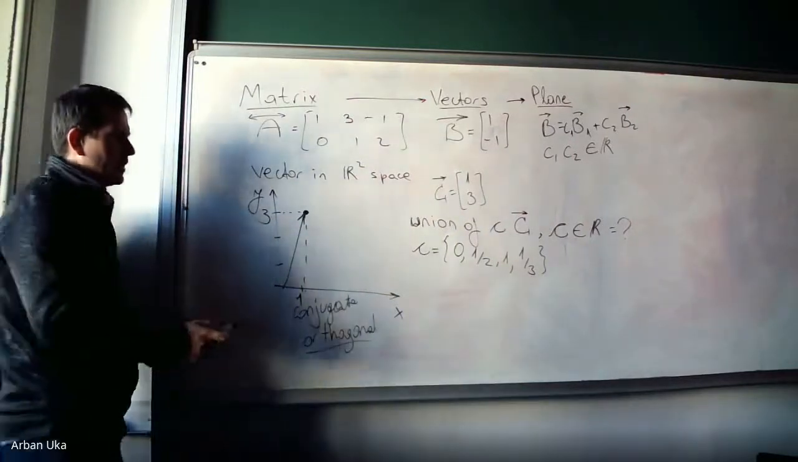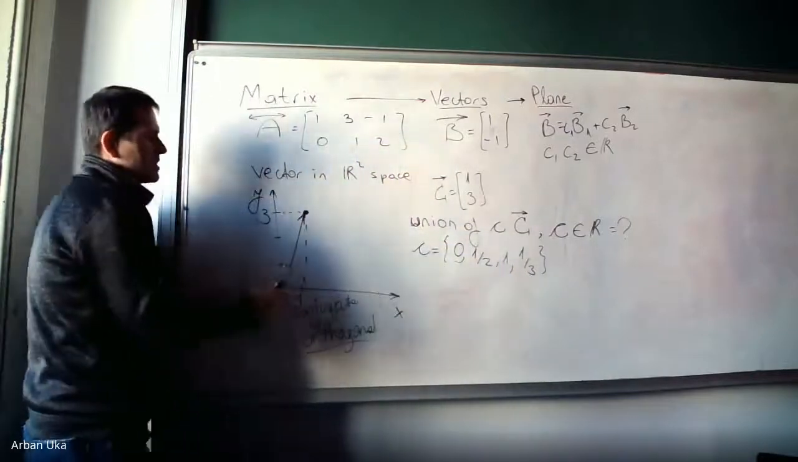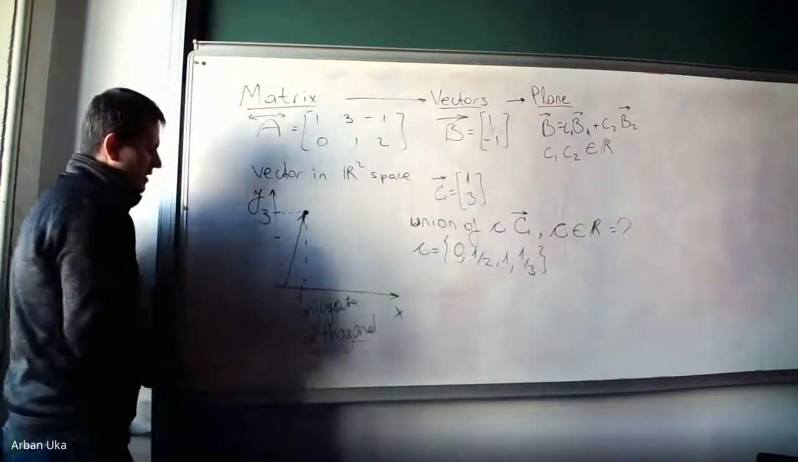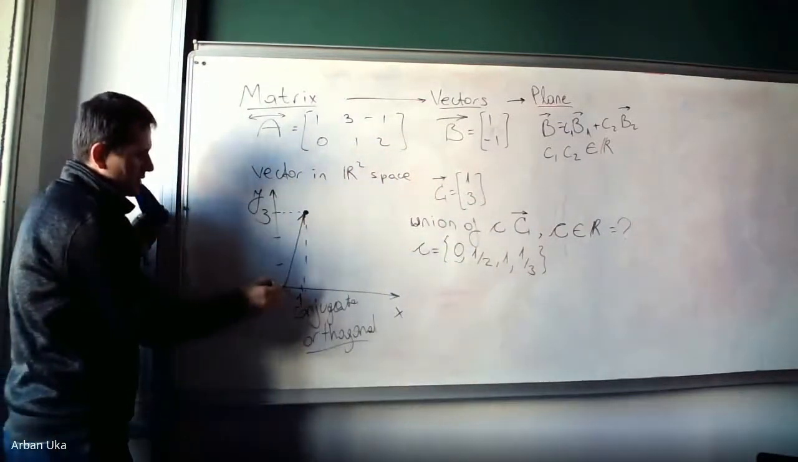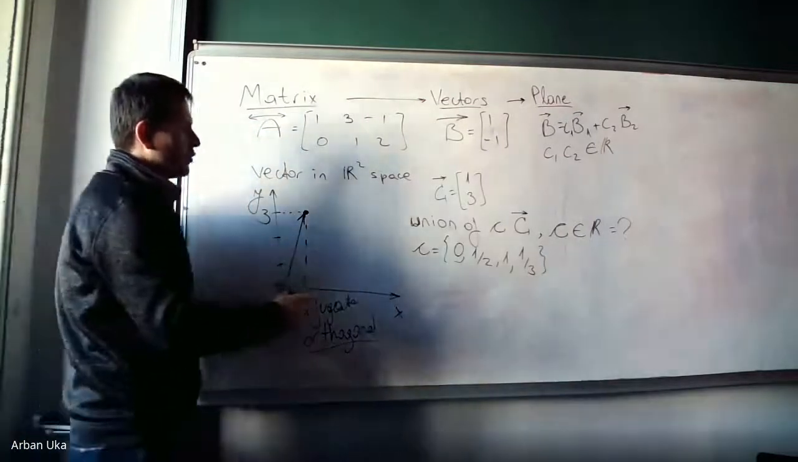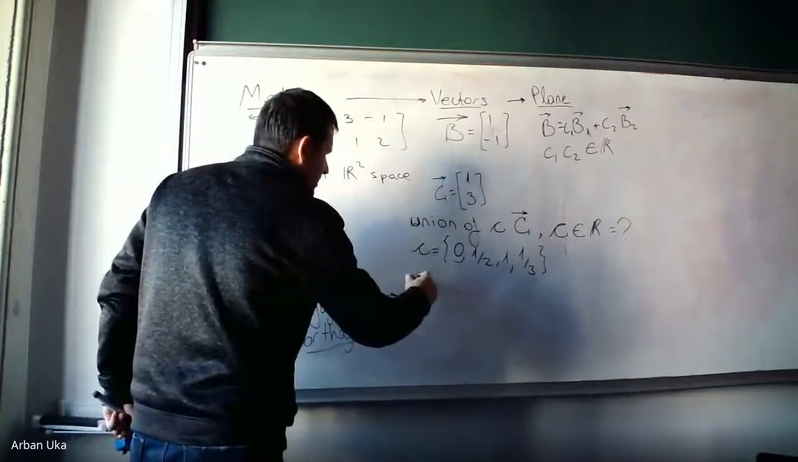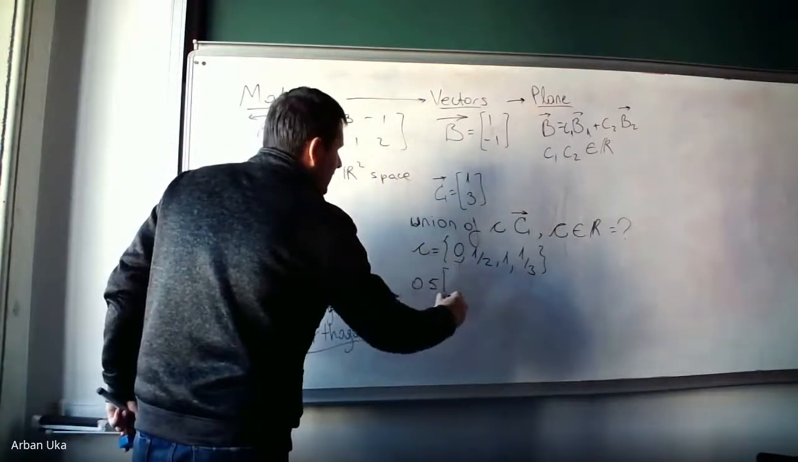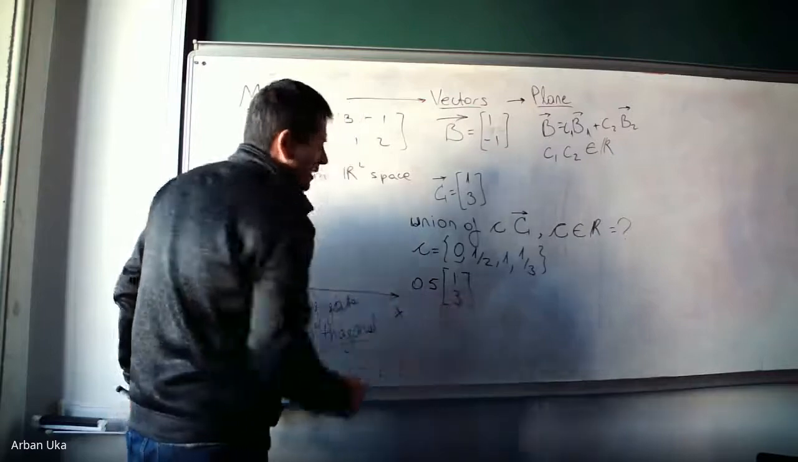Let's assume we get here 0. What is 0 times 1, 3? 0 times 1, 3, we get this point here. Okay, we get this. Then, when c is equal to 1 over 2, we have here 0.5 times 1, 3.